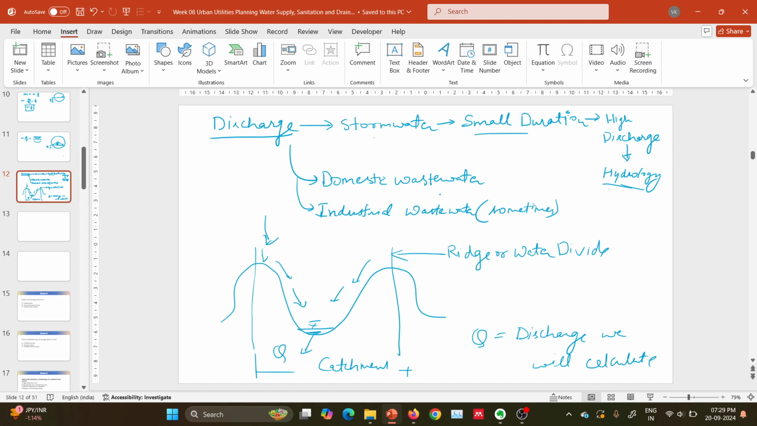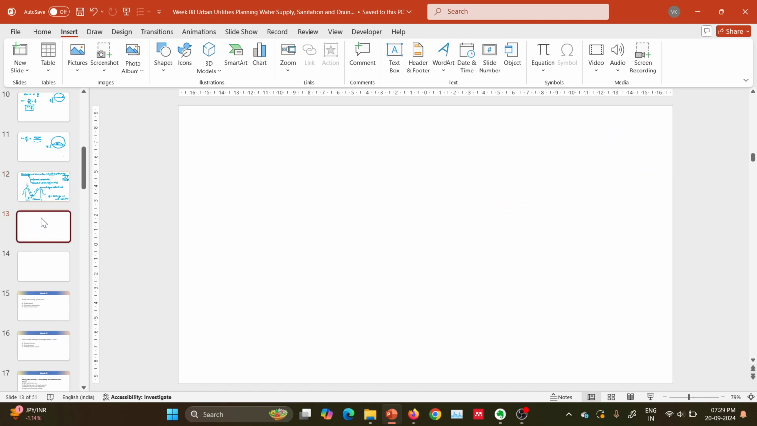And this domestic wastewater we will see. So this domestic wastewater, or we can say it residential or municipal wastewater.